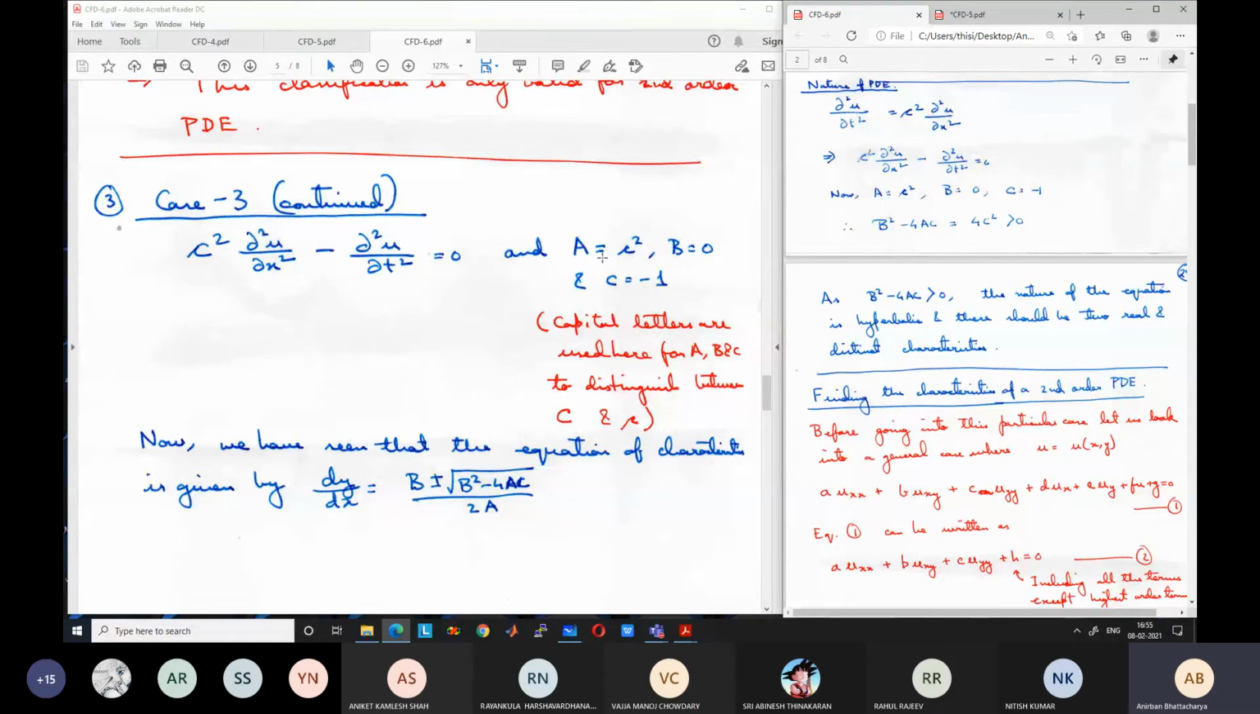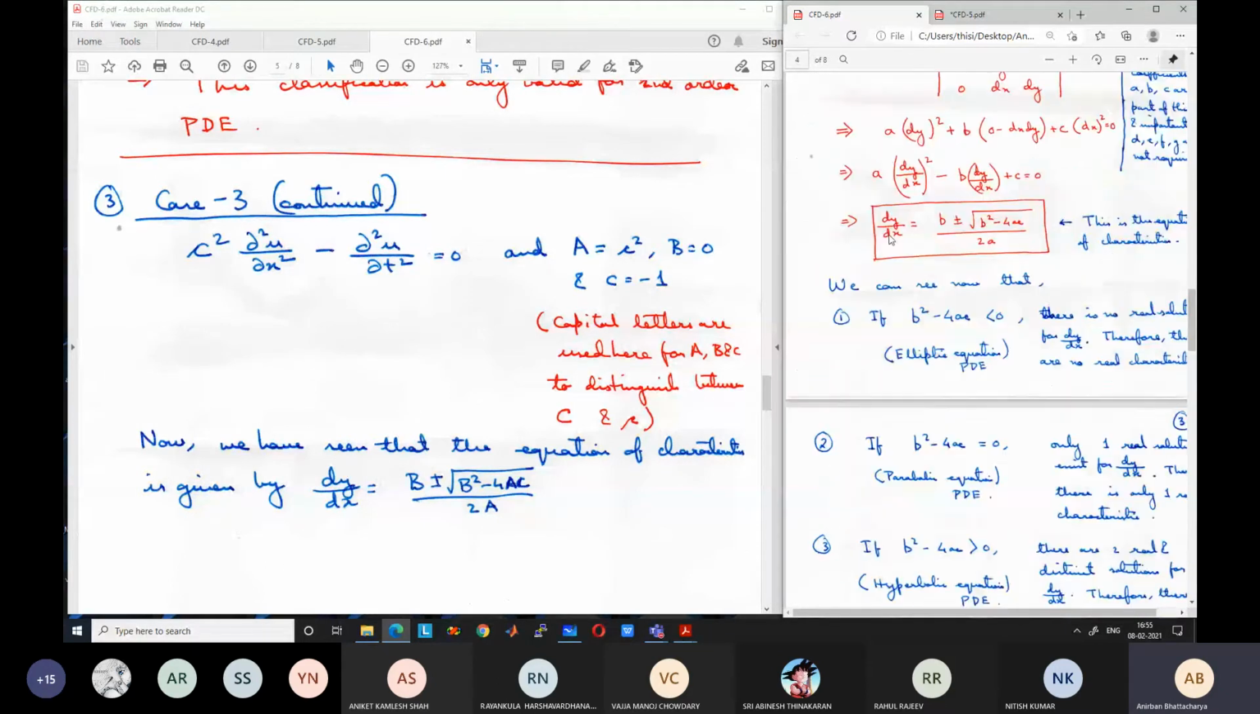What is the equation of characteristic we obtained for the general case? dy/dx is equal to (B plus minus root over B squared minus 4AC) by 2A. I am using capital letters to distinguish between the coefficient C and the constant c here. We don't yet know that this is the speed, but this constant c is specified by the small letter, and the coefficient C by the capital letter. This we have derived for the general case.